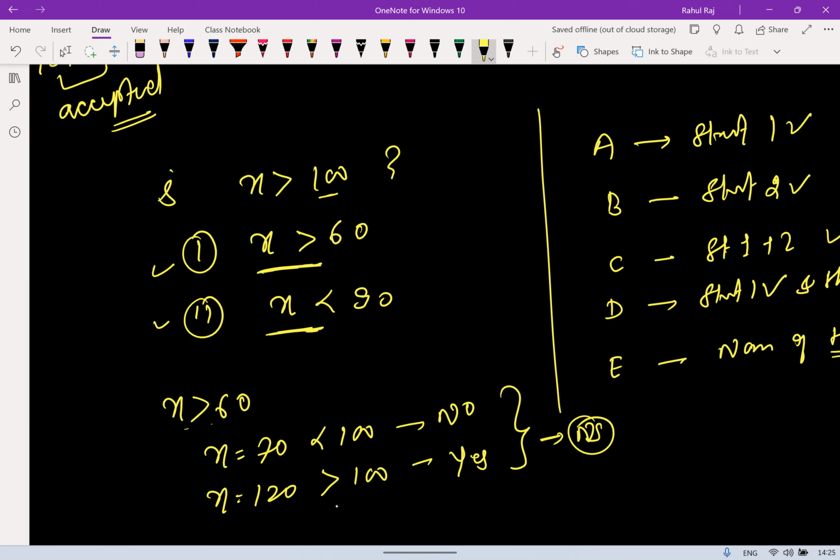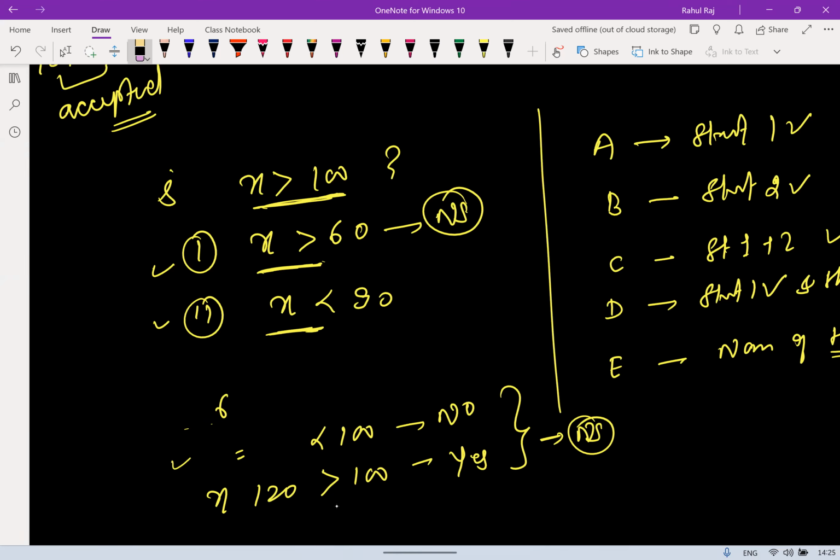Simple logic. My question was, is x greater than 100? Statement number 1 says x is greater than 60. But if x is greater than 60, x can be 70 and x can be 200 as well. When x is 70, it is less than 100. When x is 200, it is greater than 100. So I have both a yes and a no situation with statement number 1, so I say this statement is not sufficient to answer the question. It's straightforward. Now statement number 2 says what?